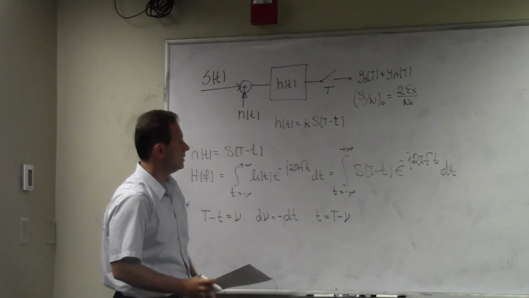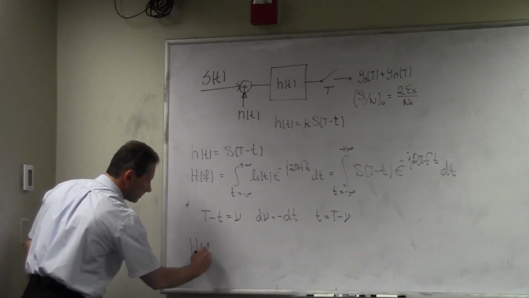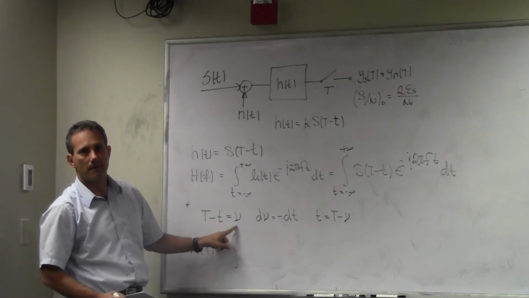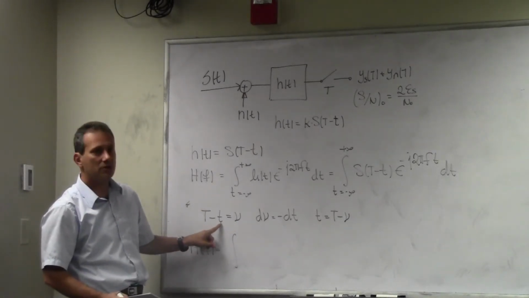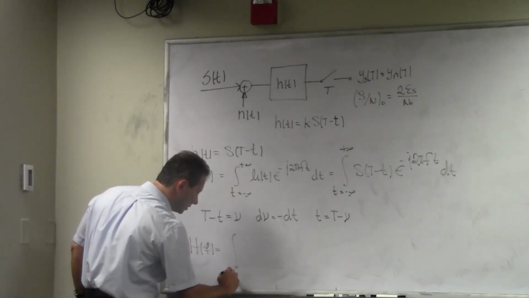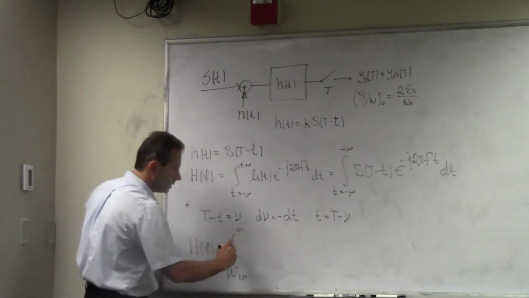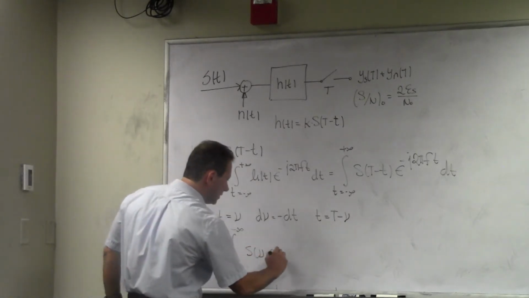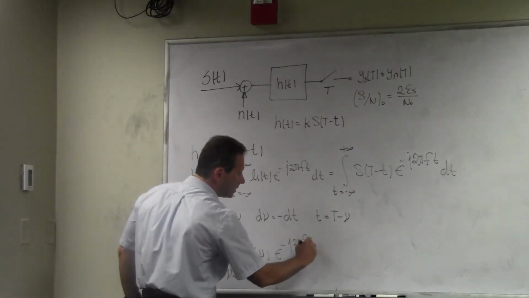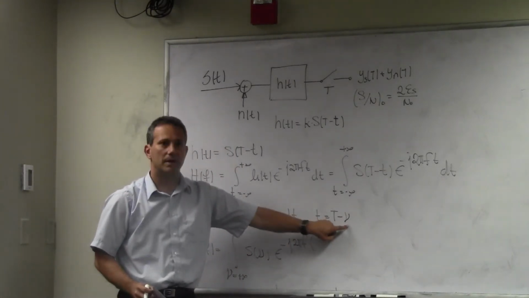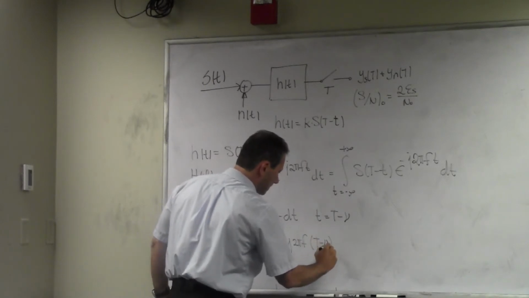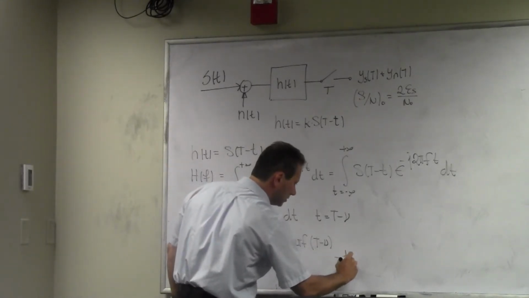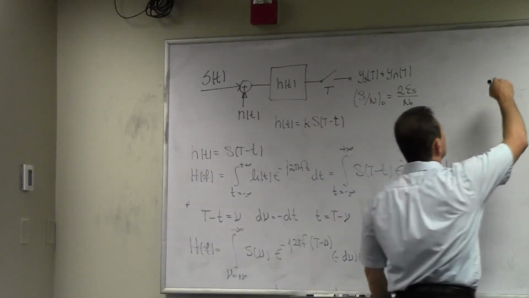So now if I substitute that in here, I get that my H of f is equal to the integral. When t is at minus infinity, where is nu? Plus infinity, right? So nu goes from plus infinity to minus infinity. S of nu, right? Because this T minus t is equal to nu. And then I have e to the minus j 2 pi f, and instead of little t, I can write capital T minus nu. And then instead of dt, I have minus d nu.